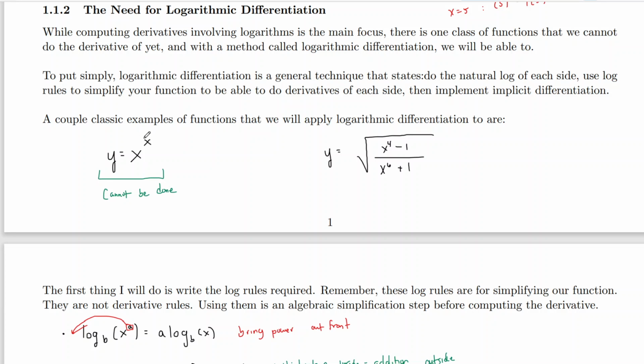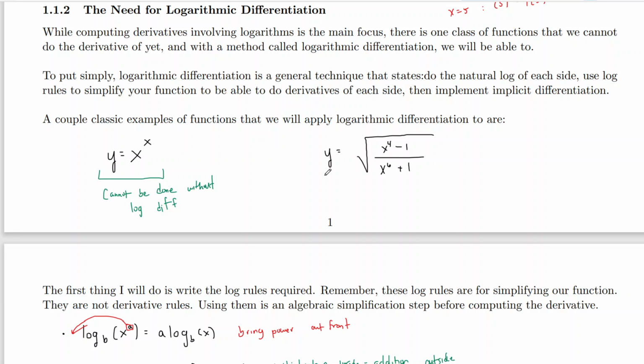But at the same point, our rules for the exponential derivatives, when x is in the exponent, need the base to be just a number. When they're both x, when they're both a variable, we cannot do them yet. So what I'm writing here is it cannot be done without log differentiation. I'll abbreviate it log diff so I don't have to keep writing the entire thing out.